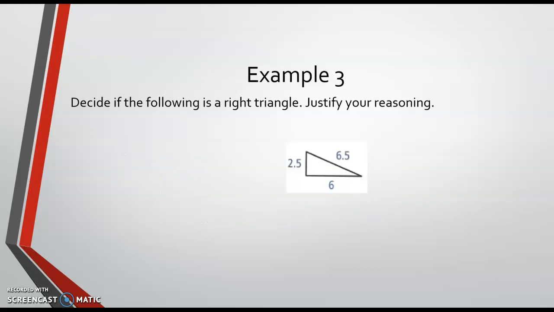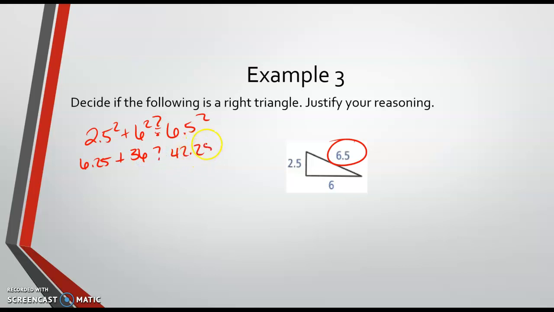All right, next example. Decide if the following is a right triangle. Largest side is 6.5, so we're going to do 2.5 squared plus 6 squared question mark 6.5 squared. I didn't put my question mark there, I put equals, silly me. 2.5 squared is 6.25, and then 6 squared is 36. Is that equal to 6.5 squared, which is 42.25? I don't know, let's find out.